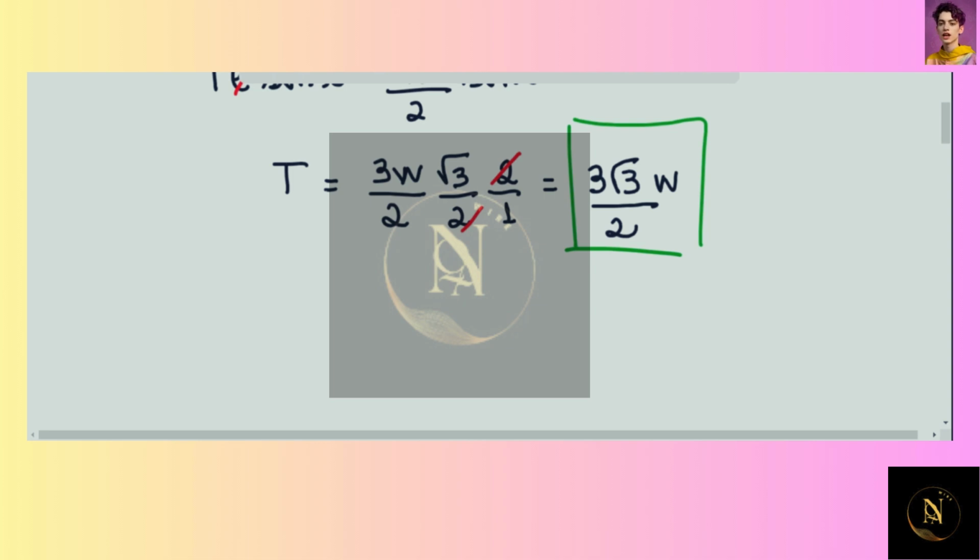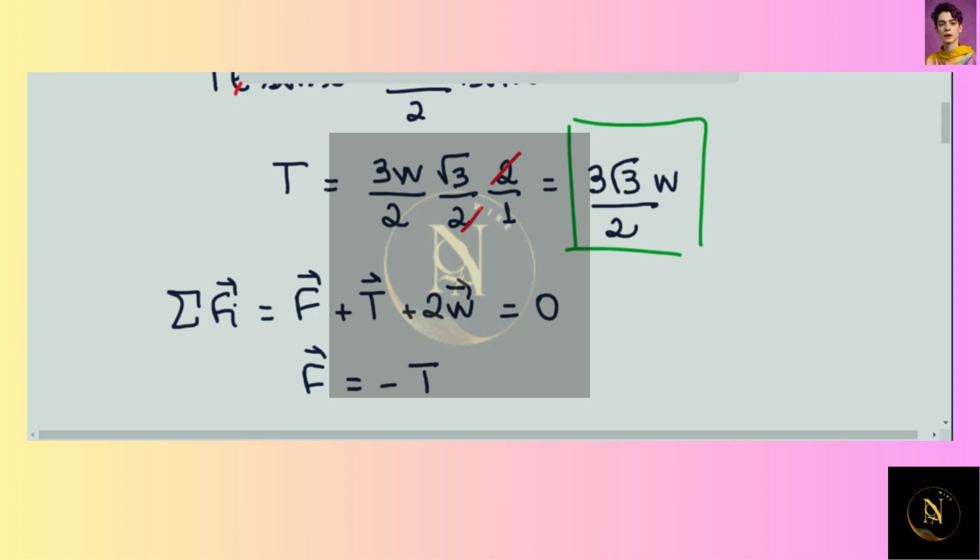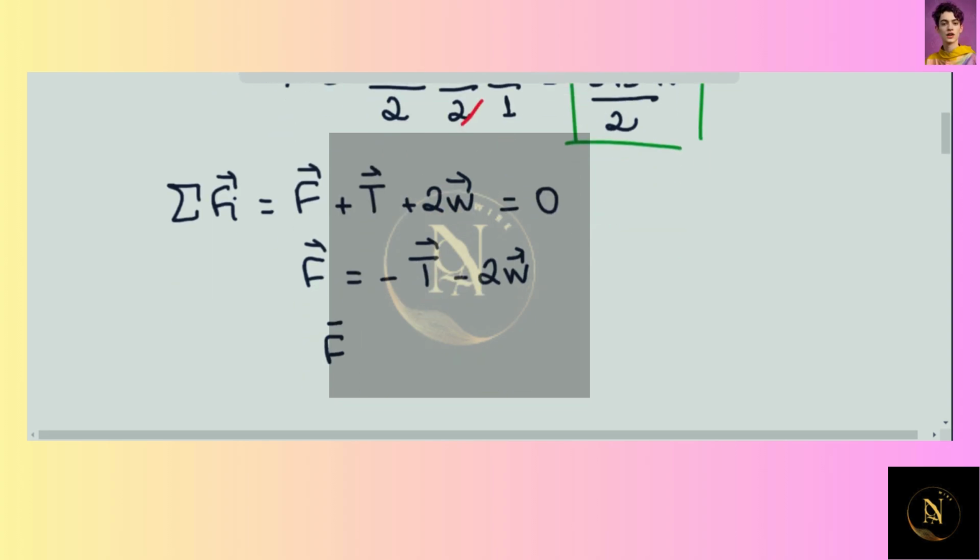Now notice that the sum of the forces in this case is equal to the force F that the pivot exerts plus the tension plus 2 times W, and this must be equal to 0. So the force is minus tension minus 2W. If you remember, the tension is equal to minus T in the x direction. So if we put a minus in front, that's Ti plus 2Wj.